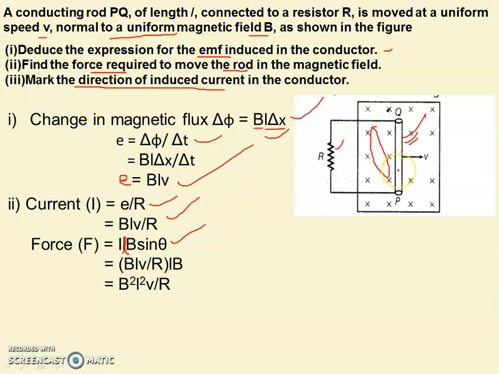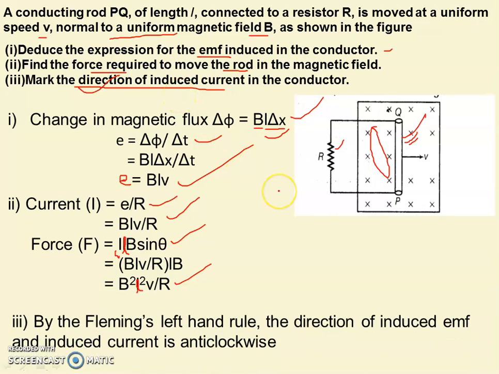The reason is that the magnetic field is in the inward direction, and this is the current element. So the angle between the current element and the magnetic field is 90 degrees, so sin 90 is 1. Now we have to put in the value of I, the current. So this is BLV by R times LB. After multiplying the factors, we will get B squared L squared V divided by R. This is the force.